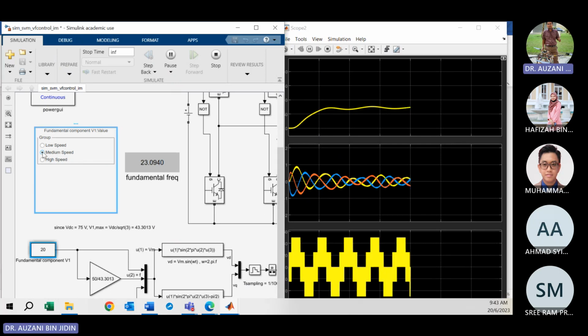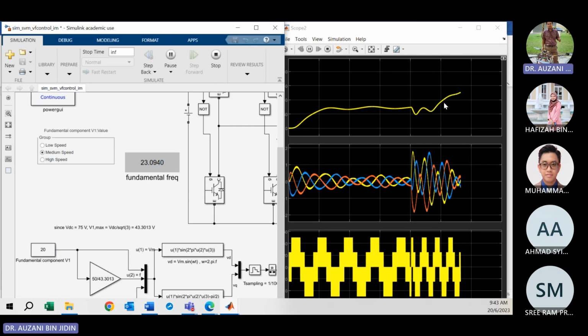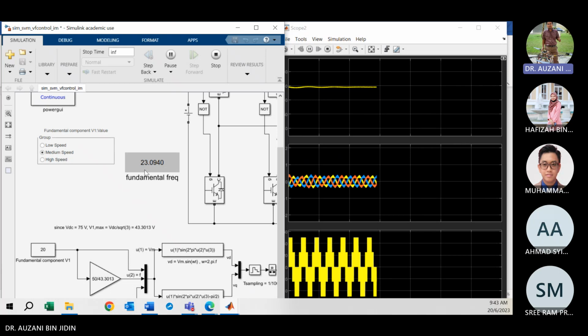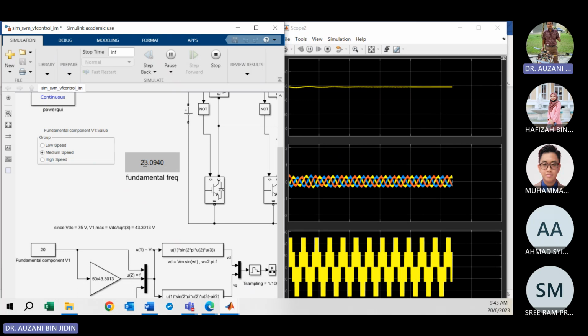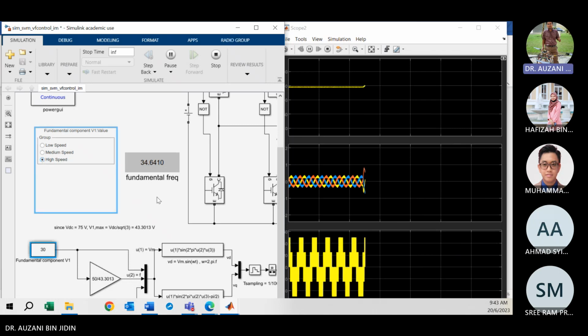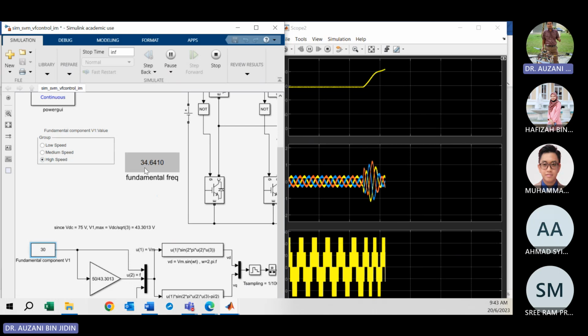Then I change to medium. You can see the speed will be increased. The fundamental frequency will be 23 Hz, because you multiply 20 by this constant and you get 23 Hz. So your motor speed will be increased. Then I click high speed. Once I click high speed, the fundamental frequency also will be increased, and the same goes for the motor speed.